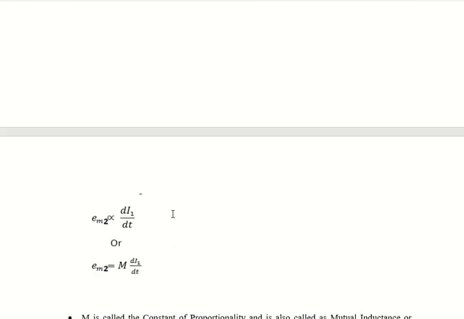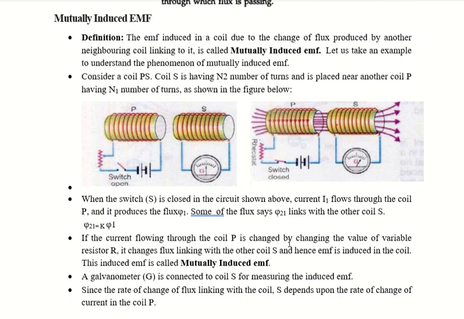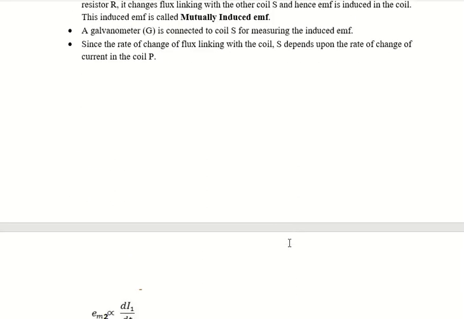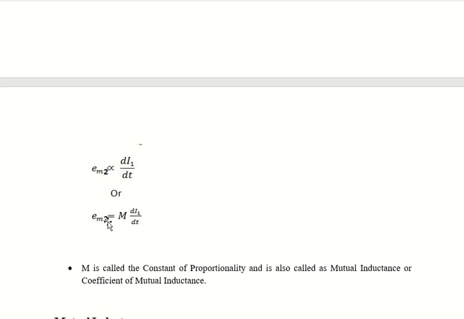Next we know that EMF induced in the secondary coil. This is the secondary coil. What is the EMF induced in secondary coil? This is proportional to current in the first coil. See, EMF induced in the secondary coil is proportional to current in the first coil. So you can write EMF induced in the secondary coil proportional to dI1 by dt, current in the first coil. And this proportionality is replaced by a constant known as M. EM2 equal to M into dI1 by dt.